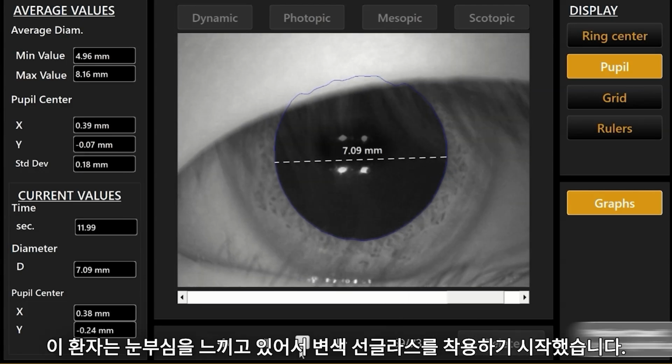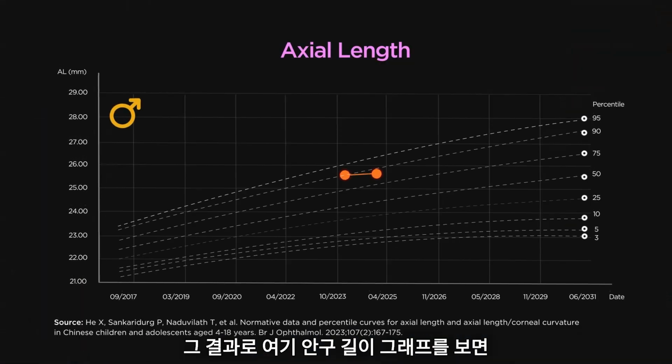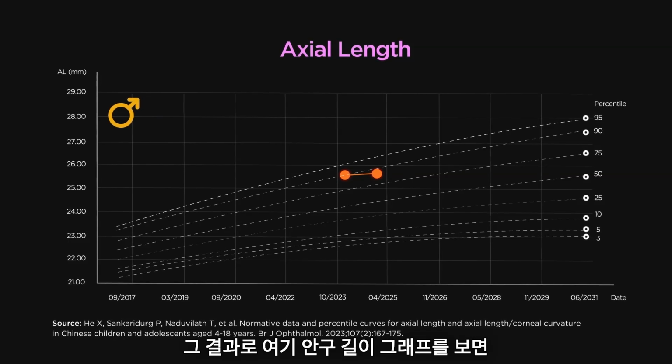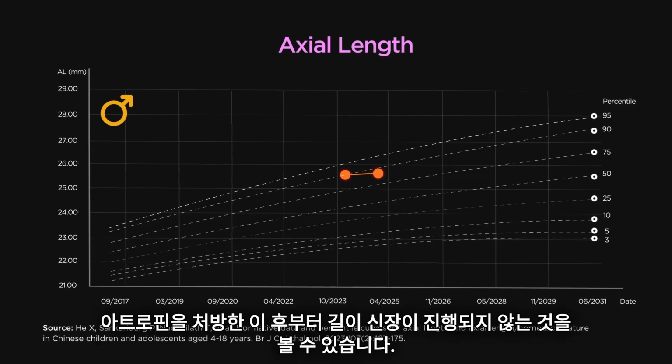This patient did have photophobia, but we also started the patient on photochromatic sunglasses, so the patient is able to tolerate the eye drop. And you can see from the axial length elongation graph, once we started the patient on atropine, the axial length stopped progressing. You can see that on the growth chart as well.